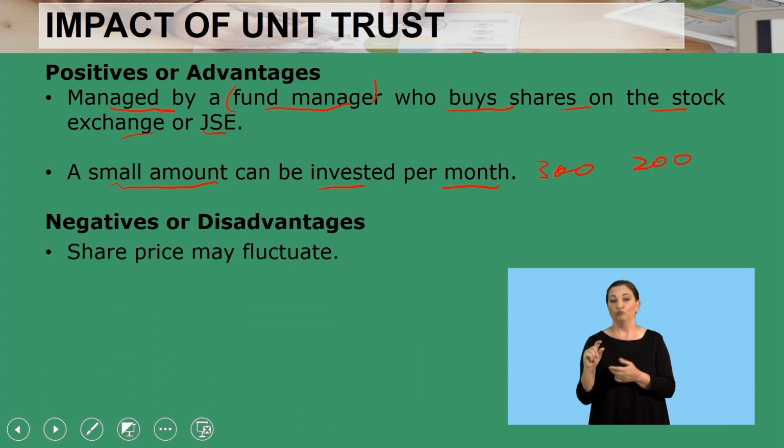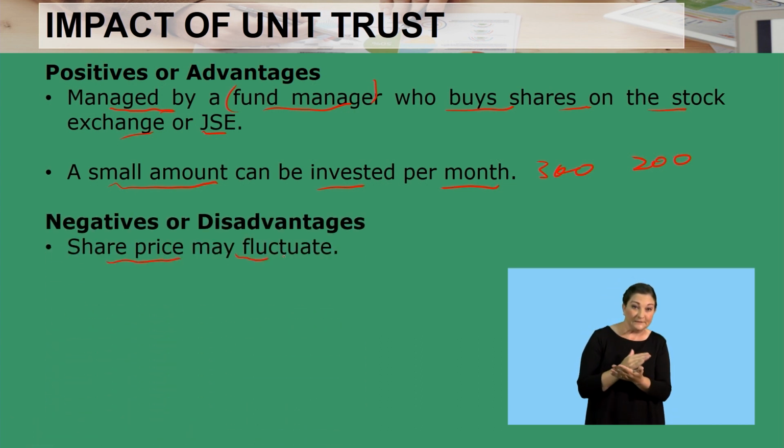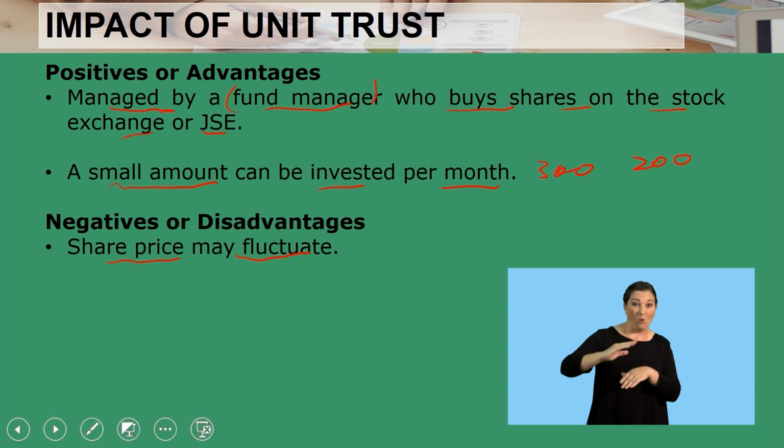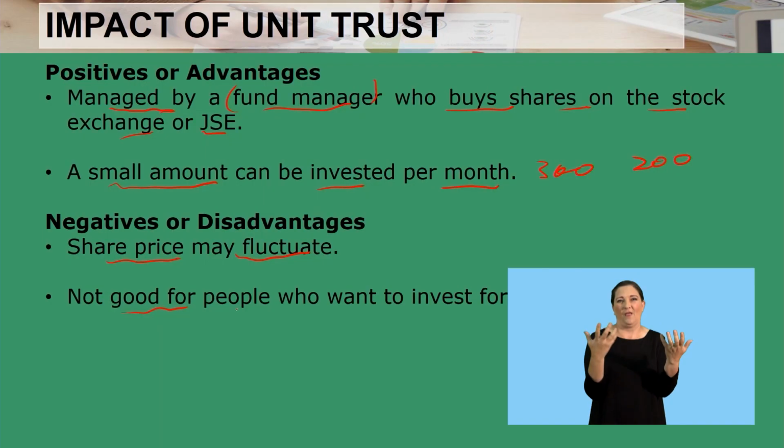And then the negatives are share prices may fluctuate, meaning sometimes the share prices can make more money, sometimes they can make less, depending on the economic conditions. So it's not good for people who want to invest for a short period, because you will not get returns immediately. You'll have to be patient. So those become the negatives.